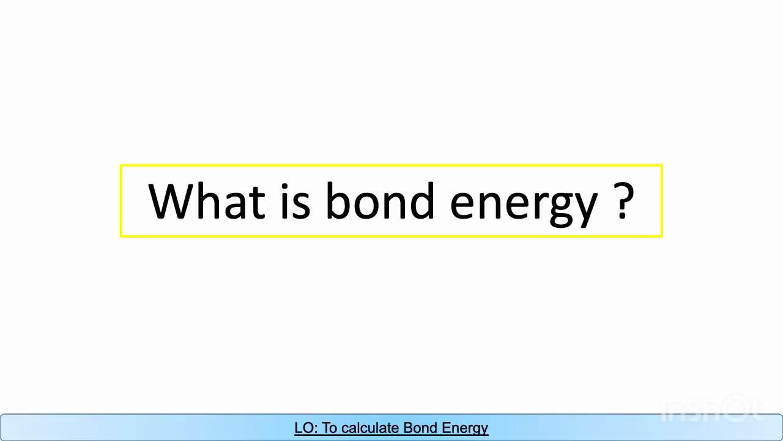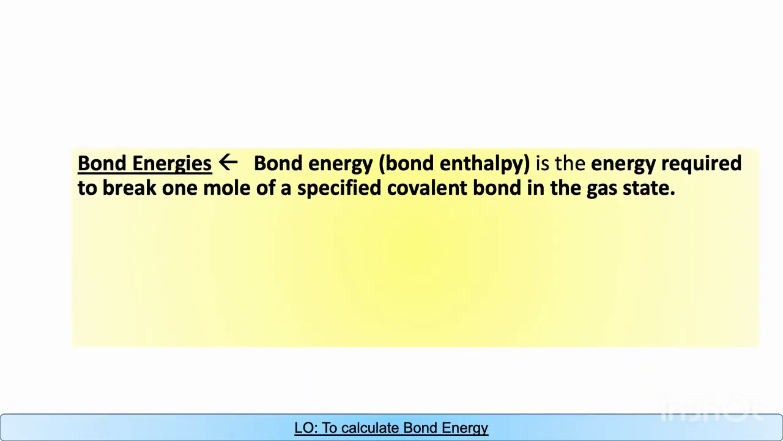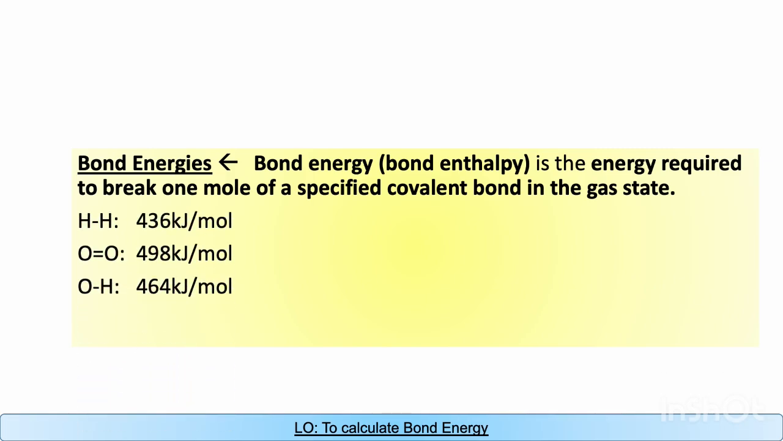What is bond energy? Bond energy, otherwise called bond enthalpy, is the energy required to break 1 mole of a specified covalent bond in the gas state. Here are some examples of bond energies. You would have noticed that the bond energy has a unit, and the unit is kilojoules per mole.